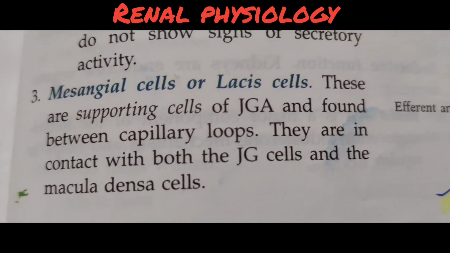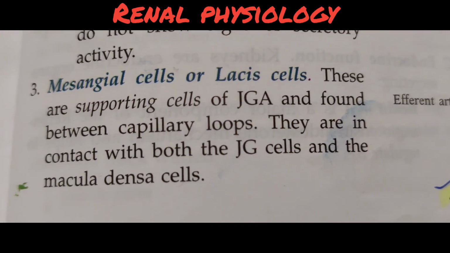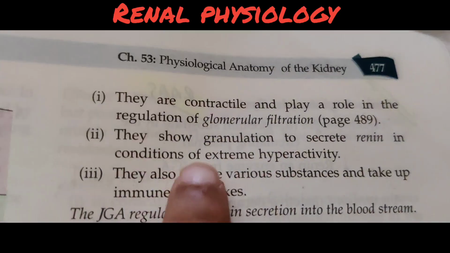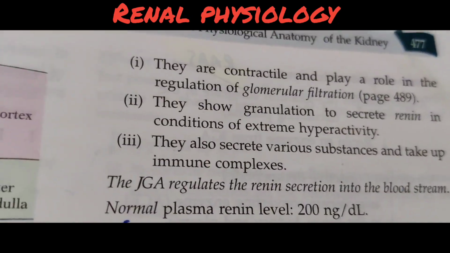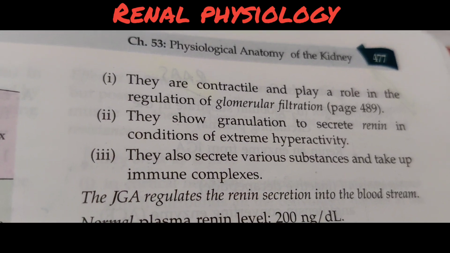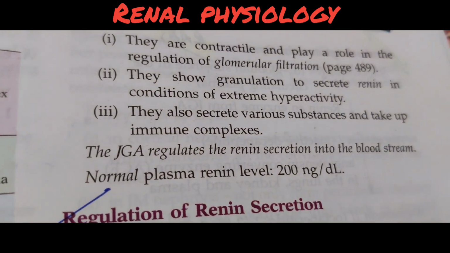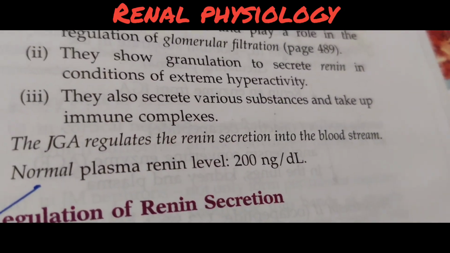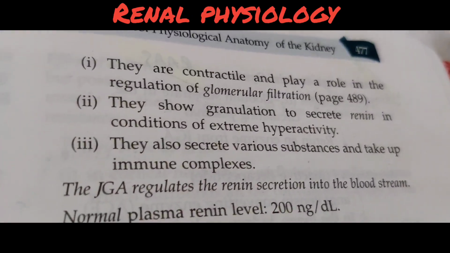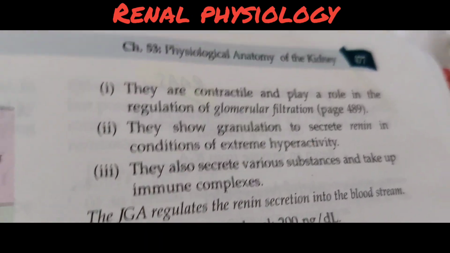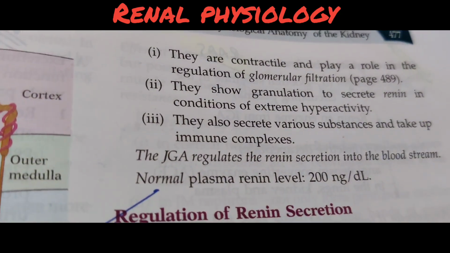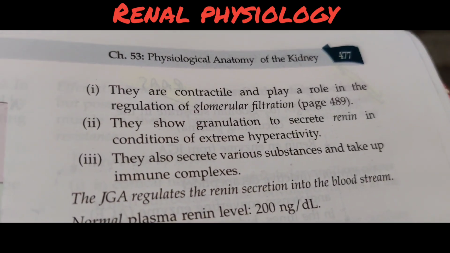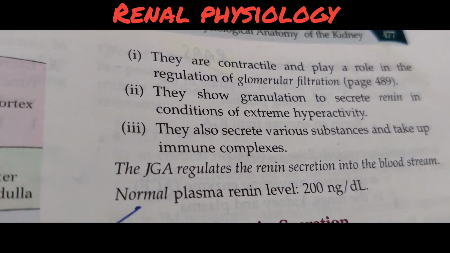So next we have mesangial cells or the Lacis cells. They are the supporting cells of the juxtaglomerular apparatus as we saw earlier. They are contractile, and this affects the glomerular filtration rate. We will discuss this afterward, but this GFR is directly proportional to the surface area, and these Lacis cells control the surface area. So whenever they contract, they decrease the surface area and therefore they decrease the GFR. Opposite will happen whenever they relax.